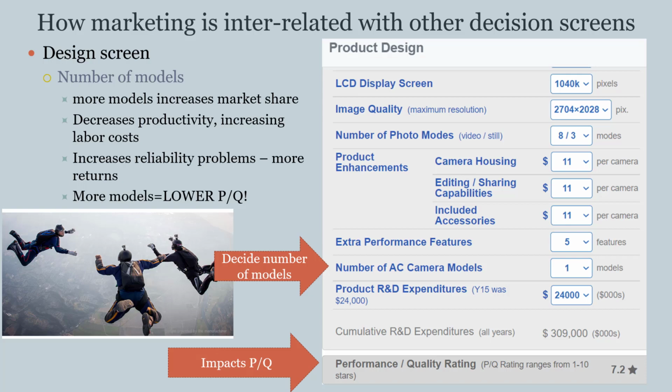So if you decide, for example, that you want to, on the design screen, increase the number of models, because that will actually increase your market share. Giving people more choice obviously is going to make your products more attractive, but at the same time, what that's going to do is make it harder for your workers to produce those products, decreasing productivity, increasing labor costs. You're also going to increase reliability problems. You're making it more complicated for the workers, and so they're going to make more mistakes. And the lower quality of your products and less reliable product is going to lower your PQ rating, your quality rating, your reputation, and your image.